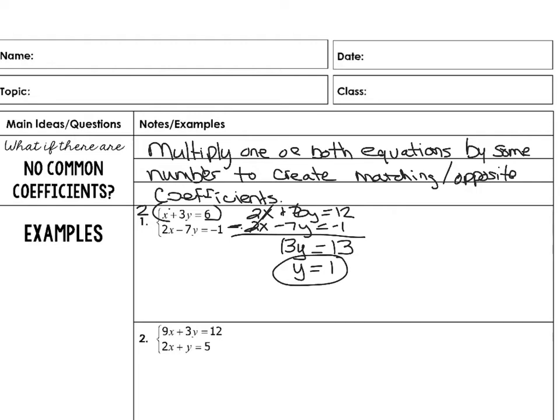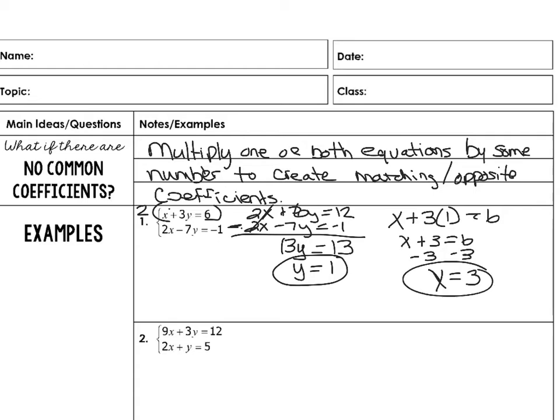So now I'm going to go up here, and you can use either equation. I'm going to substitute 1 for y in the first equation. So x plus 3 equals 6, minus 3, so x equals 3. So my solution would be the ordered pair 3, 1.